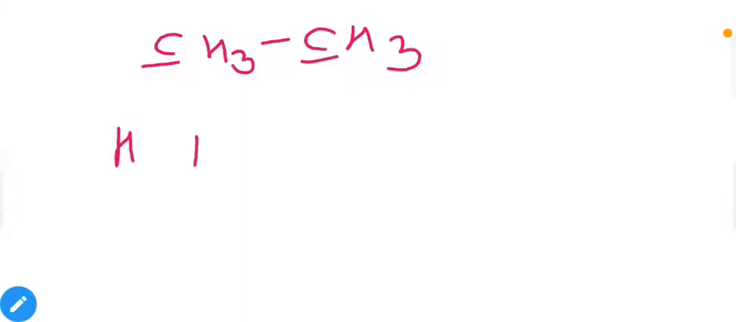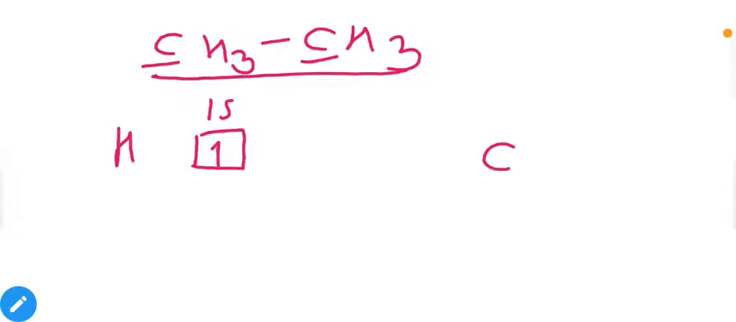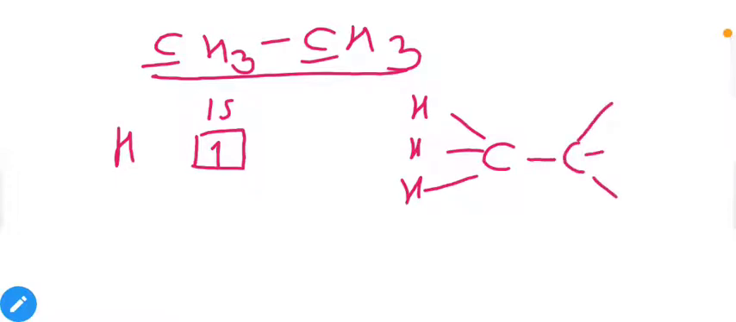Hydrogen has only one orbital, which is 1s, and it contains only one electron. And we know that the structure of ethane is something like this. One carbon is attached with three hydrogens like this, then it is attached with the second carbon, and the second carbon is also attached with three separate hydrogens, and all of them are sigma bonds. None of these bonds are double or triple bonds, so all of the bonds will be sigma bonds only.